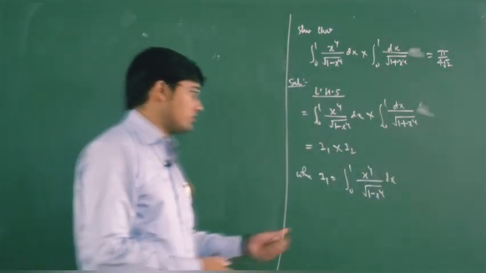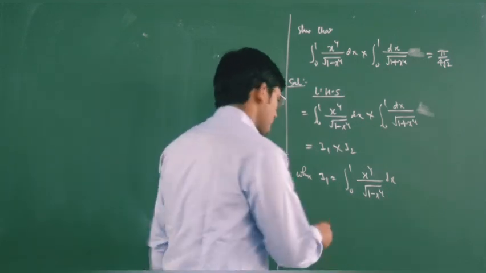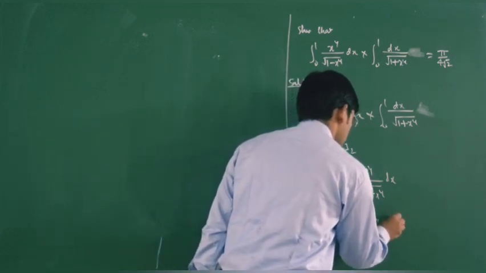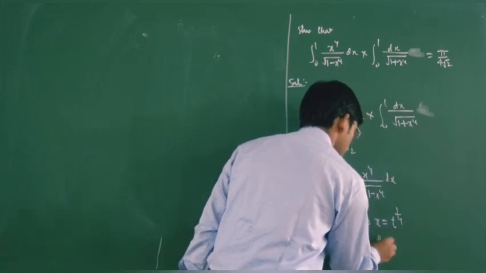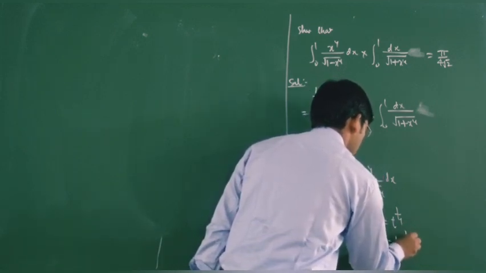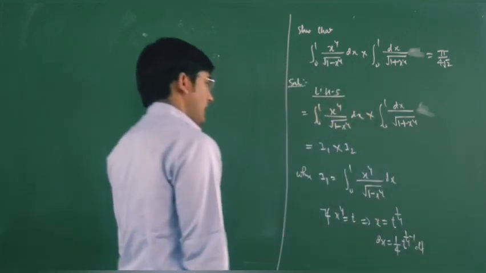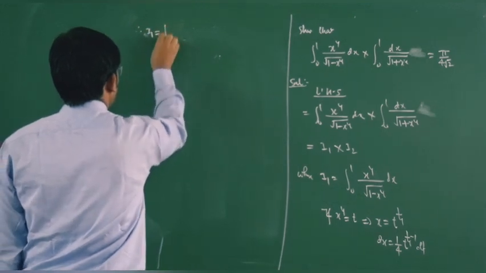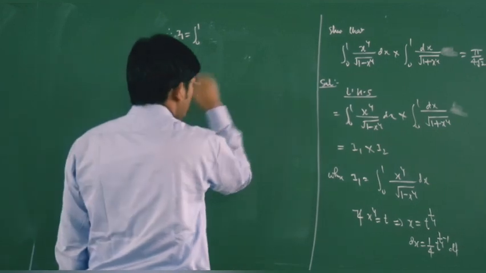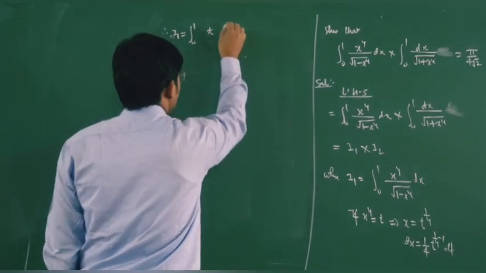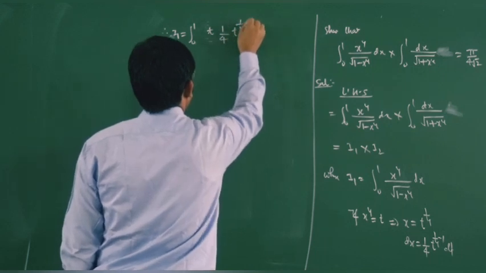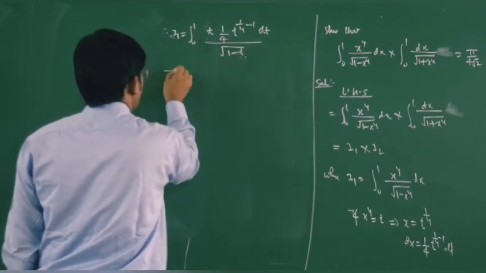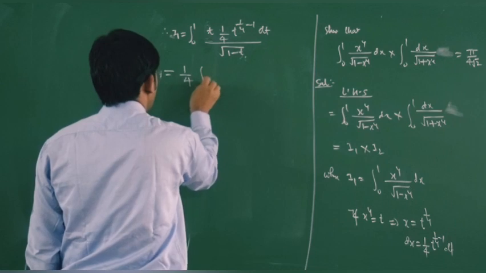Again, as in my previous question, let us assume x power 4 as t. So if x power 4 is equal to t, then x will be t power 1 by 4 and dx will be 1 by 4 t power 1 by 4 minus 1 into dt, and limits will be fixed. So I1 is equal to integral 0 to 1, x power 4 is t, and dx is 1 by 4 t power 1 by 4 minus 1 into dt divided by square root of 1 minus t. So here we have 1 by 4, then integral 0 to 1.